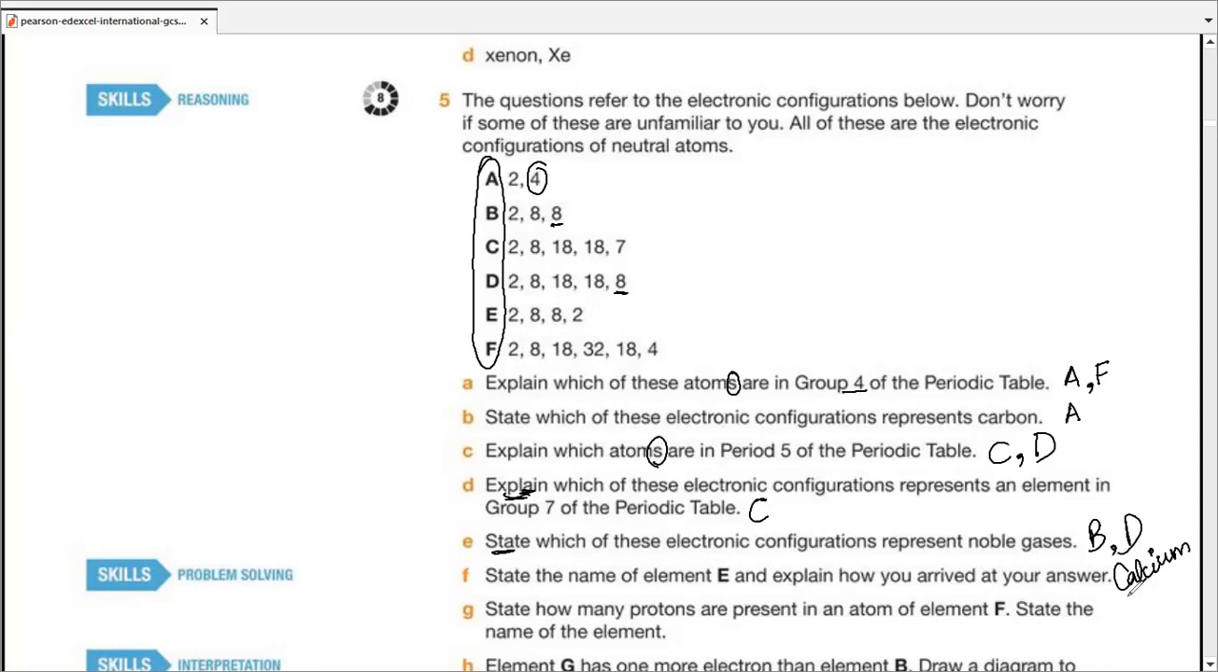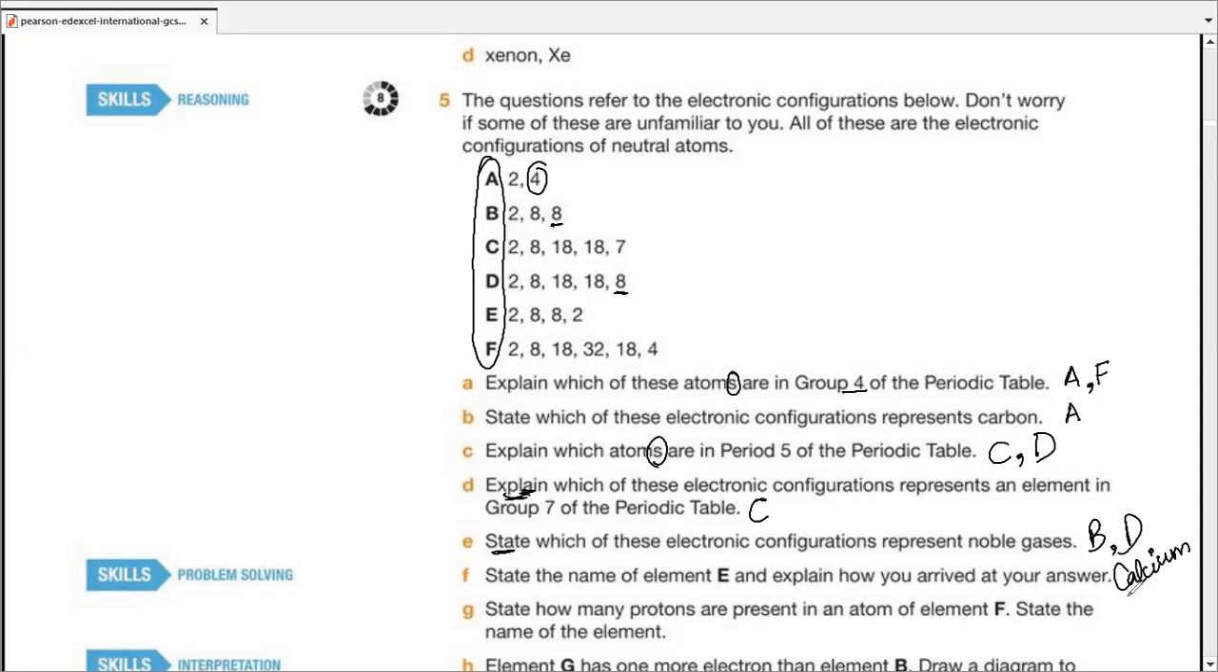Okay, let's just tell me the name of this element. What's the group number for this element? It's group 8.